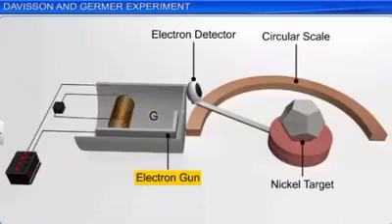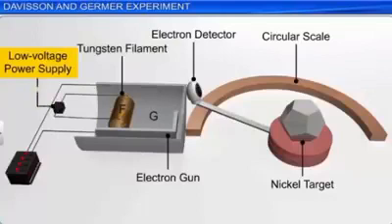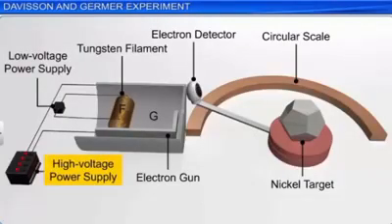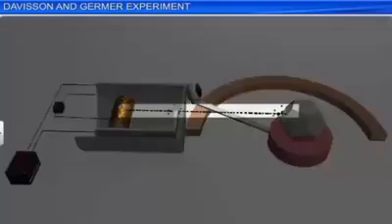The electron gun constitutes a tungsten filament F coated with barium oxide and can be heated with a low voltage power supply. Electrons are emitted by the filament, and these are accelerated at a desired velocity by applying a suitable voltage from a high voltage power supply. The electrons thus emitted are passed through a cylinder with a pinhole along its axis, producing a fine collimated beam.